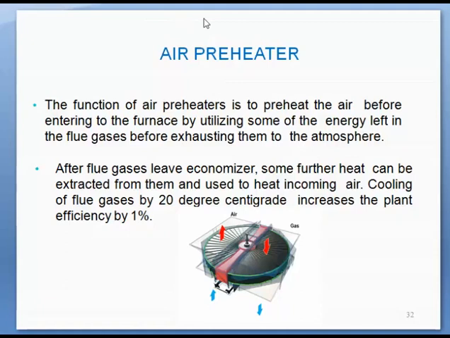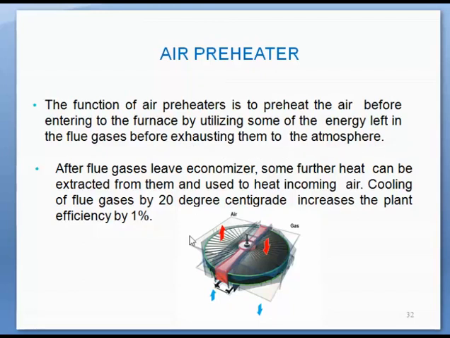Air preheaters are a very important component of a thermal power plant. They play a vital role in increasing the efficiency of the thermal power plant. Mainly, air preheaters are classified as recuperative and regenerative types, but mostly in thermal power plants we are using the regenerative type of air preheater. The function of the air preheater is to preheat the air before entering the furnace by utilizing some of the energy that is left in the flue gas before exhausting it to the atmosphere through the stack.